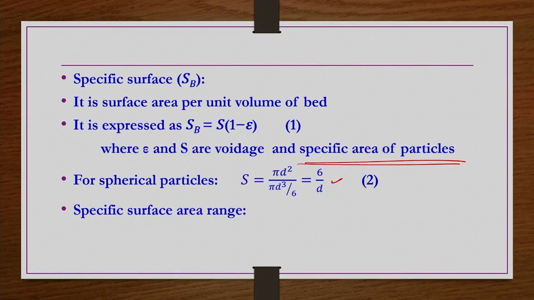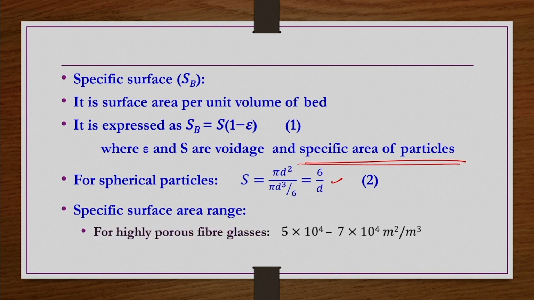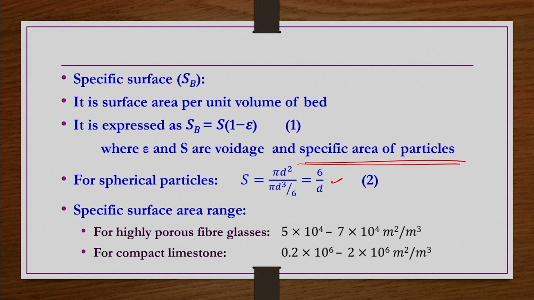Then the specific surface area range: again, it is not necessarily very small or very large. In general, for highly porous fibrous material, it may be of the order of 10 power 4, but for compact limestones it may be of the order of 10 power 6 meter square per meter cube.